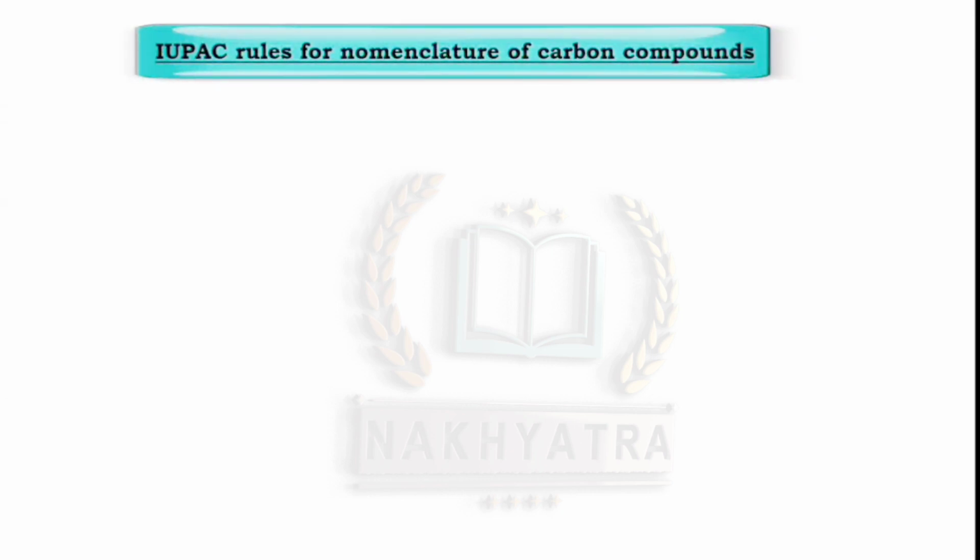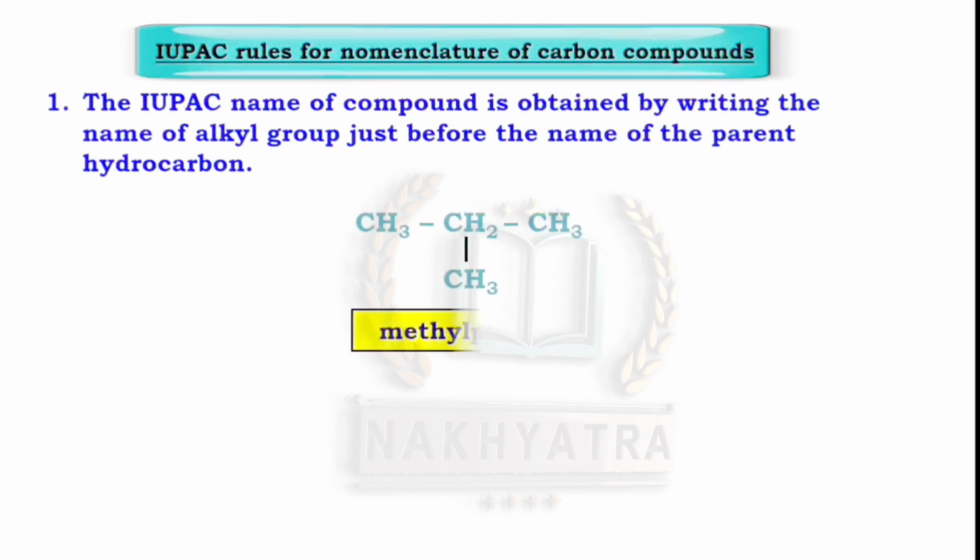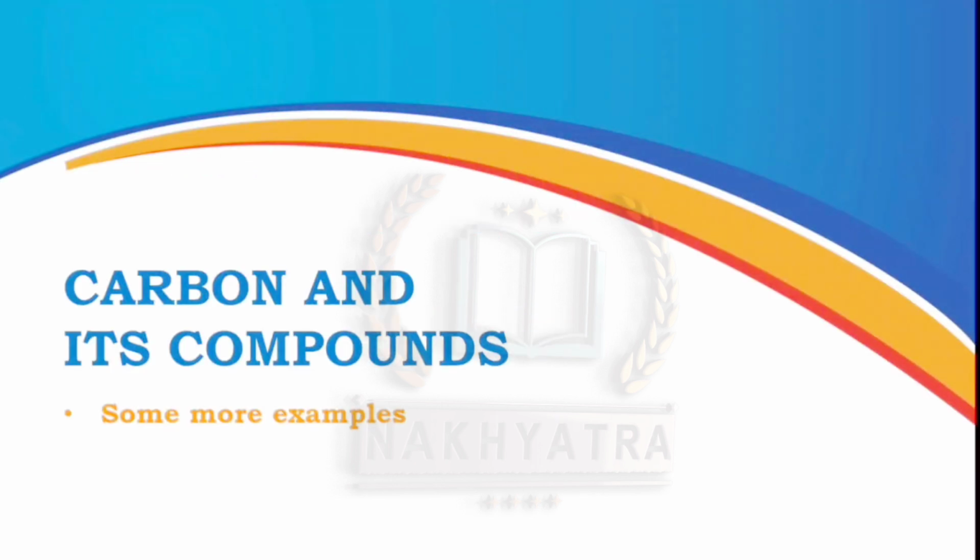Next, see the IUPAC rules for nomenclature of carbon compounds. The IUPAC name of a compound is obtained by writing the name of the alkyl group just before the name of the parent hydrocarbon. So this is the first rule. See one example, you will understand better. This is your methylpropane. Since 3 carbon atoms are present, the root word is propane, and a methyl group is present, so it is methylpropane. Now see some more examples.